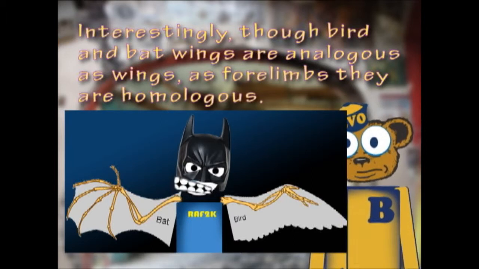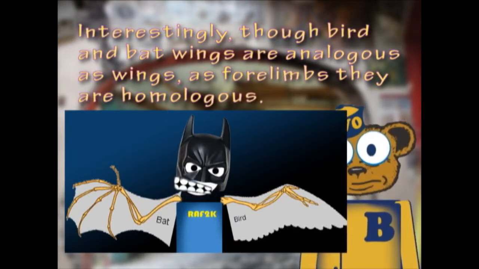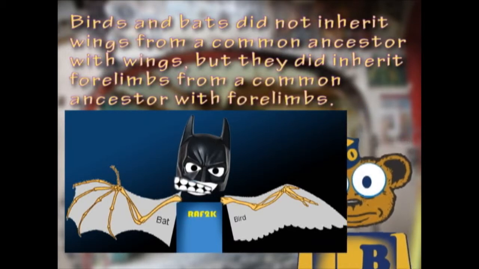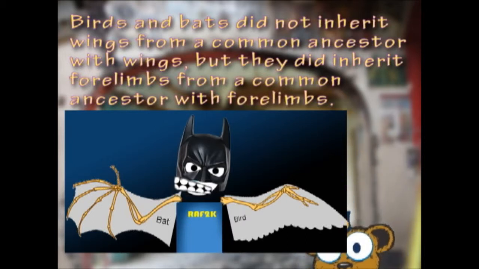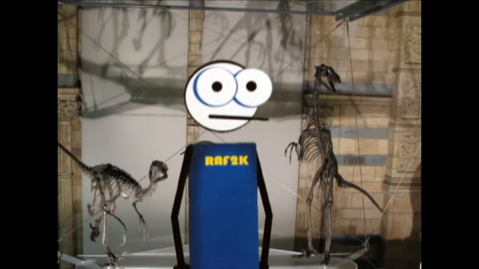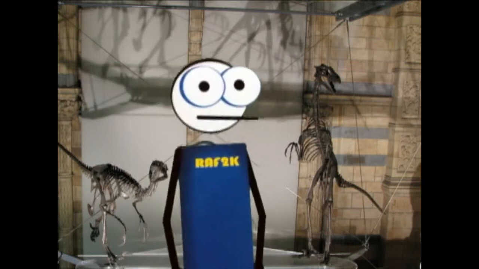Interestingly, though bird and bat wings are analogous as wings, as forelimbs they are homologous. Birds and bats did not inherit wings from a common ancestor with wings, but they did inherit forelimbs from a common ancestor with forelimbs. Let me clarify this. Wings, not homologous. How do we know?